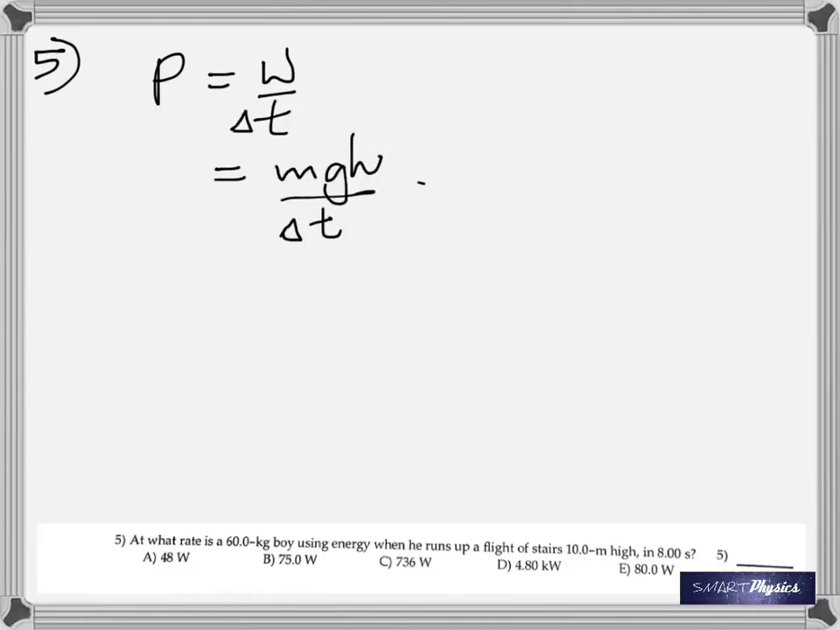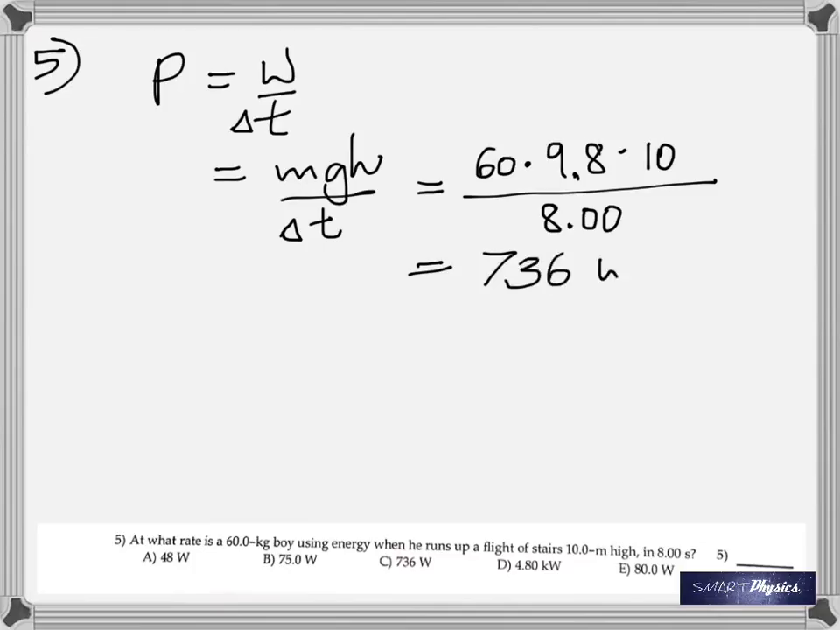The idea is that if any object is being lifted, the work done is equal to the change in its gravitational potential energy, which is mgh, and power is work over time. In this case, work is mgh, so it's mgh by time. You have the quantities there, the time is given. It's 736 watts. By the by, that's almost 1 horsepower. Have you heard of horsepower, HP? That's 746, but this is so close.